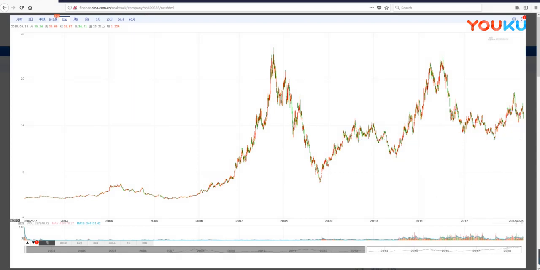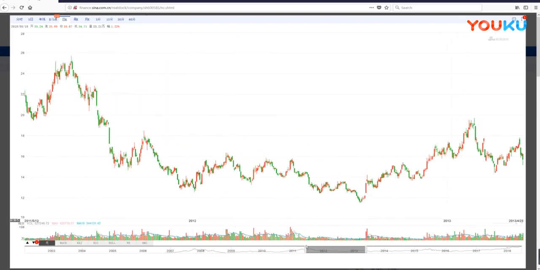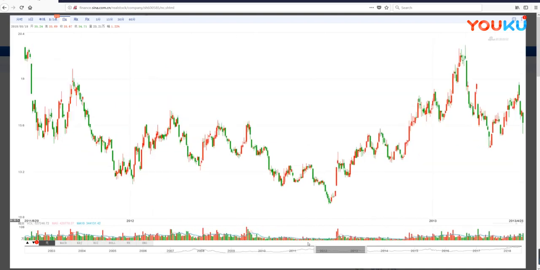All right, well, let's look into the 2012 trading range in more detail. And I believe that we have stopped somewhere here.